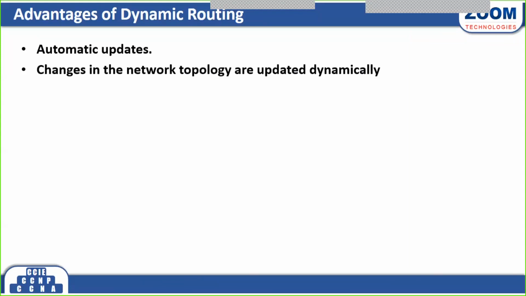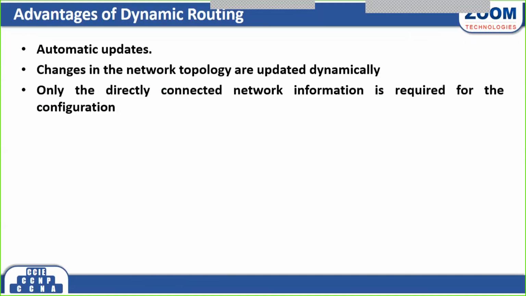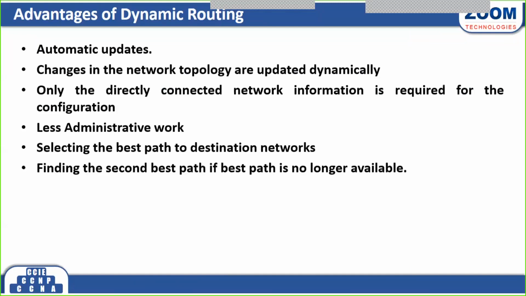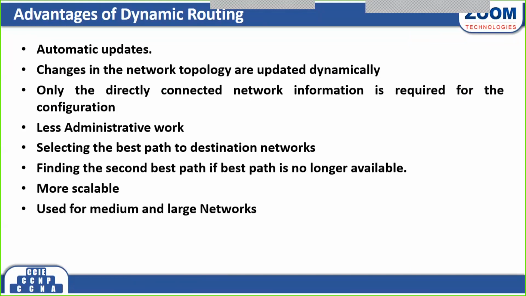Automatic updates: changes in topology are automatically updated. Only directly connected network information is required for configuration, which means no need to configure destination networks. Less administrative work. Selecting the best path to destination networks. Finding the second best path if the best path is no longer available. More scalable, so we can use dynamic routing for small and also medium and large enterprises, generally used for medium and large enterprises.